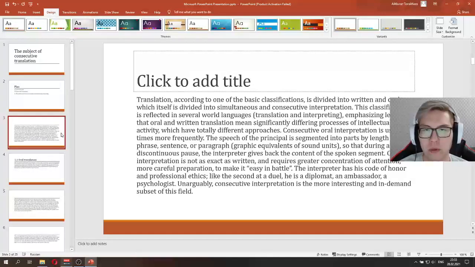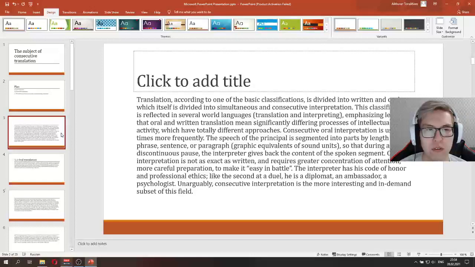Now, translation, according to one of the basic classifications, is divided into written and oral, which itself is divided into simultaneous and consecutive interpretation. This classification is reflected in several world languages, emphasizing lexically that oral and written translation mean significantly different processes of intellectual activity, which have totally different approaches.